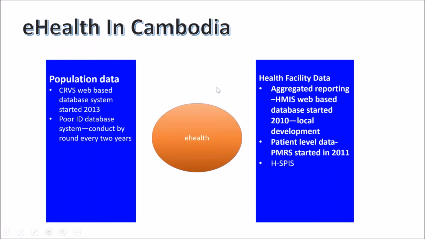This is about the AeHIN in Cambodia, the systems we have. From the population data, we have the CRVS web-based database system that started in 2013. We also have the Poor ID database under the Ministry of Planning, which collects data every 2 years to update the status of poor people. From the health facilities, we have aggregate data reported through the HMIS, a web application that started in 2010. At the patient level, we had the PMRS that started in 2011, mostly for the Health Equity Fund. And then we have the health social program information system for insurance hospitals. These are for health insurance, and we have different systems for the health programs in Cambodia.